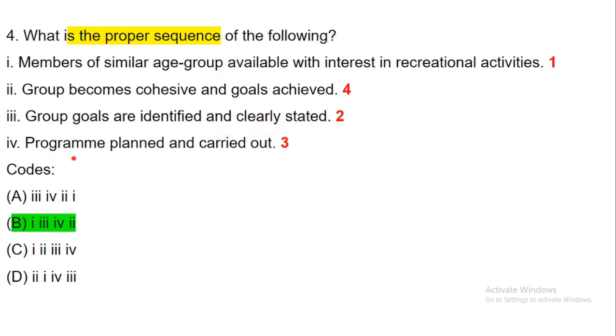Then you have to do program plan and carry it out. उसके बाद आपका goal set हो गया, then you have to set a plan, and then plan को carried out करना है, and lastly the group becomes cohesive and goals are achieved. So once you have a plan and carried out strategy, then the group becomes cohesive, means brotherhood develop हो जाएगा, and then your goal can be achieved easily. So this will be the sequence. First one 1, then 3, then 4, then 2.